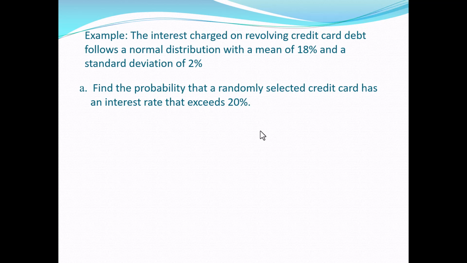The interest rate charged on revolving credit card debt follows a normal distribution with a mean of 18% and a standard deviation of 2%. Find the probability, and really what I want to do in this problem is check out the wording here. Now look what I'm asking. Find the probability a randomly selected credit card has an interest rate that exceeds 20%.